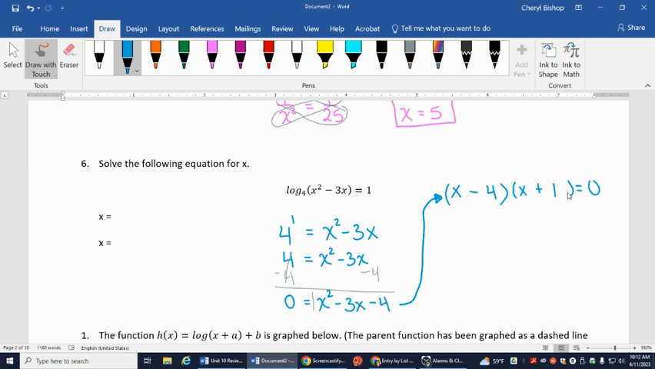So that equals 0. I just wrote my equal 0 on the other side. That's okay. Which means one of these two equals 0. So what are my two values for x? X equals 4 and negative 1. In this case, it's okay for x to be negative because it's not part of the base. Our base can't be negative. Okay? Questions on 6. Okay?